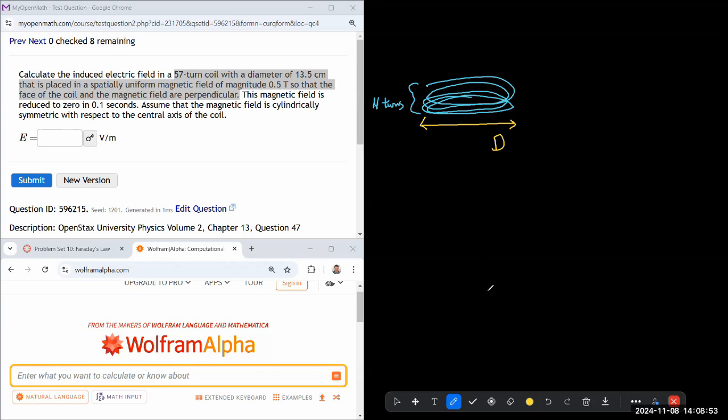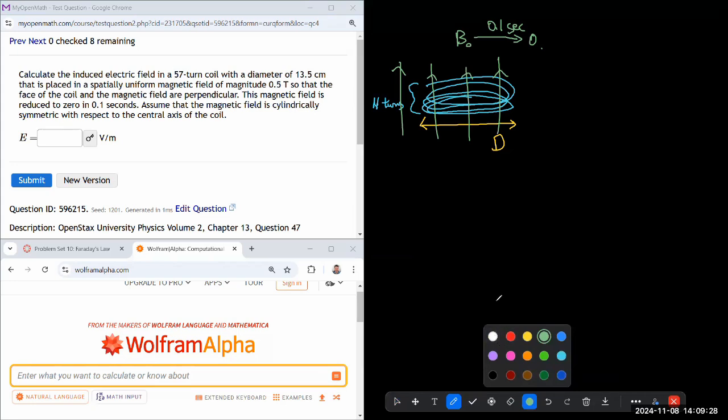And we need to specify the magnetic field. We are given some magnetic field for the region. We have the magnitude, and it's a uniform magnetic field. And the question is saying this amount of magnetic field in 0.1 second will go to 0. So as you might have guessed, both from the chapter it's in and the words induced electric field, this is a Faraday's law question. So let me start by stating Faraday's law.